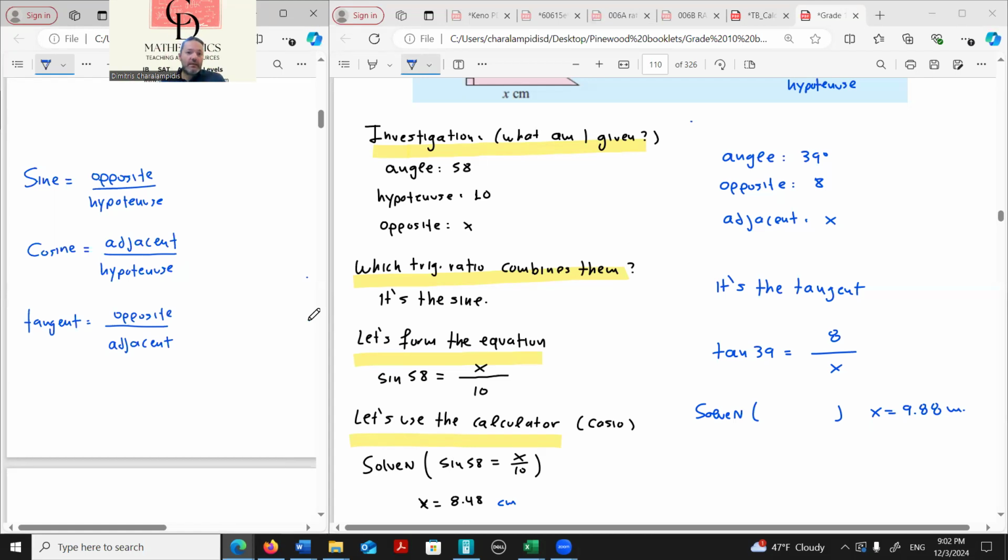How do we act in exercises? We always begin with the given information or the implied information, whether it's an x or an actual given value. Which trigonometric ratio combines this info? Form the equation, and finally use your calculator.